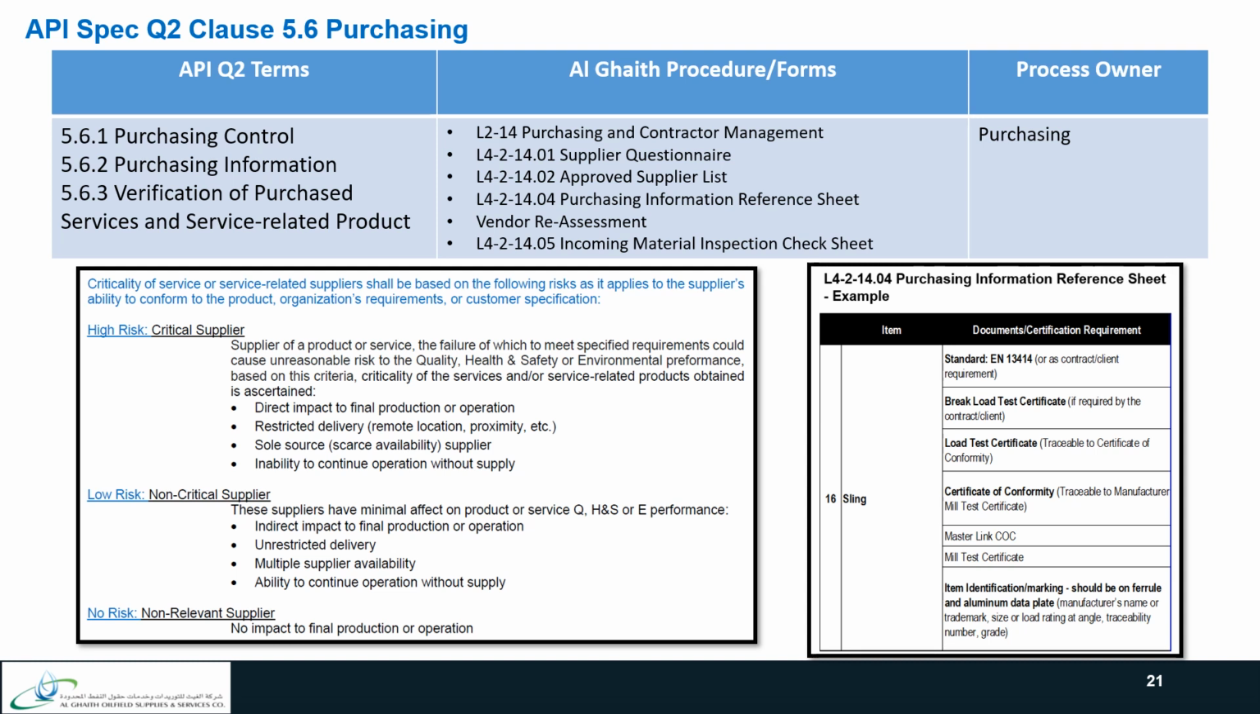Suppliers shall be reassessed at given intervals. High risk, critical supplier shall be reassessed after 2 years using vendor reassessment form and QHSE audit. Low risk, non-critical supplier shall be reassessed after 3 years. No risk, non-relevant supplier reassessment is not required.